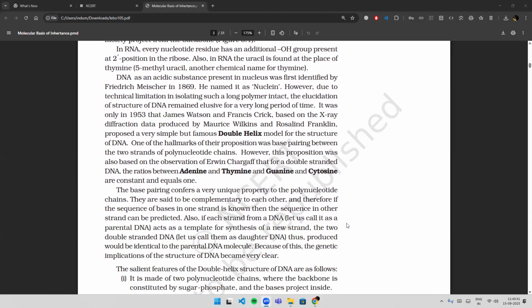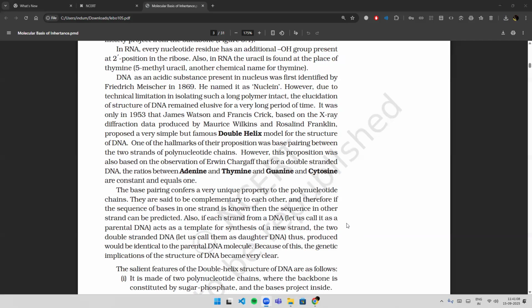It was only in 1953 that James Watson and Francis Crick, based on the X-ray diffraction data produced by Maurice Wilkins and Rosalind Franklin, proposed a very simple but famous double helix model for the structure of DNA. One of the hallmarks of their proposition was base pairing between the two strands of polynucleotide chains.